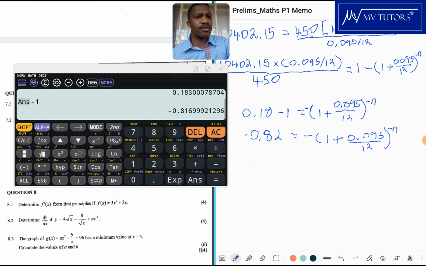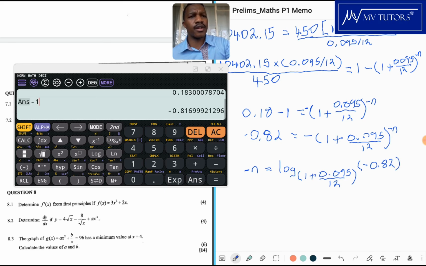Remember, if I want to solve for minus n, that's going to be equal to the log of, and the base stays the same, so the base is still going to be this thing, 1 plus 0.095 divided by 12. I could have put that in a calculator, but I'm going to have too many answers. And then on top here, I'm going to have minus 0.82.